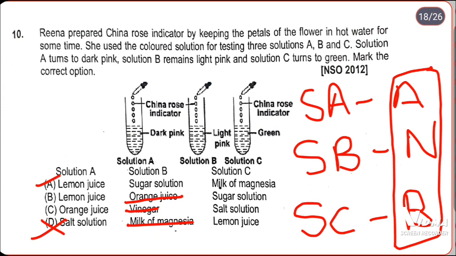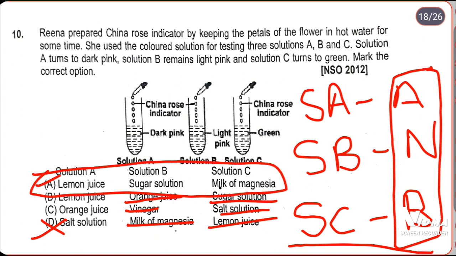But let's go through the other options also. Solution C is basic. Milk of magnesia is basic, sugar solution is neutral, salt solution is neutral, lemon juice is acidic in nature. So however, the correct answer is option A.